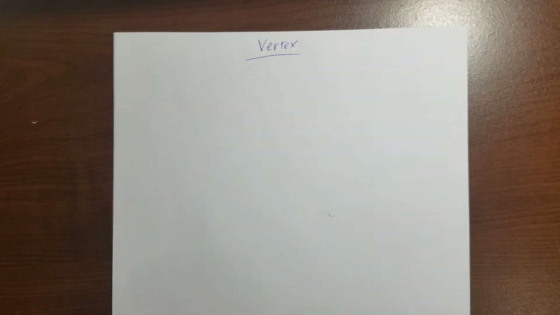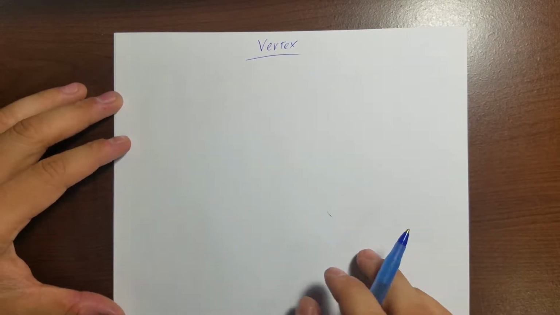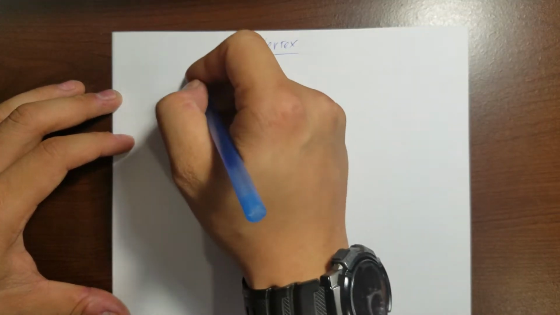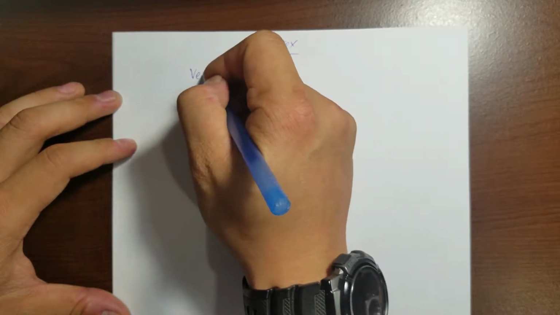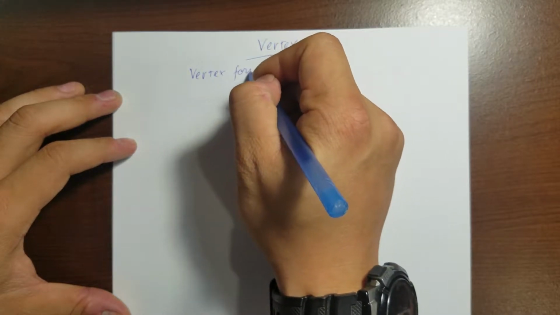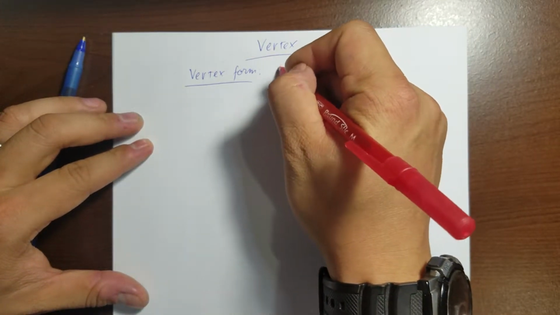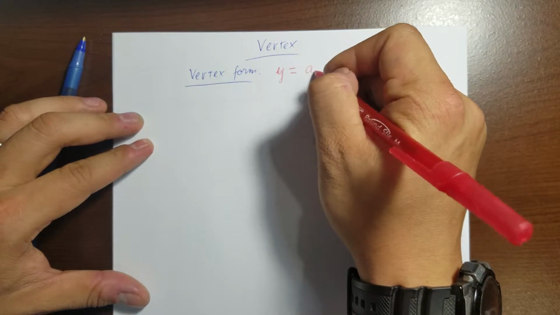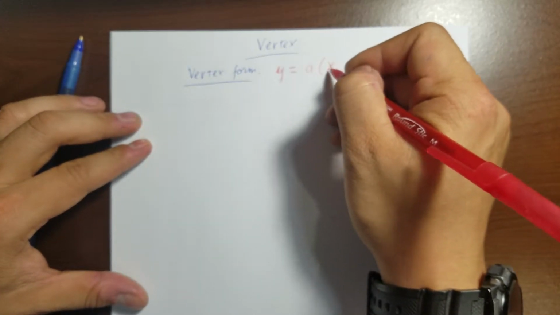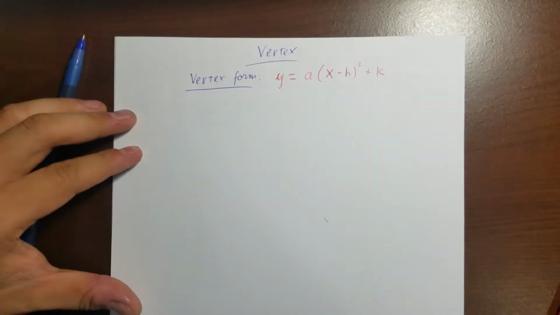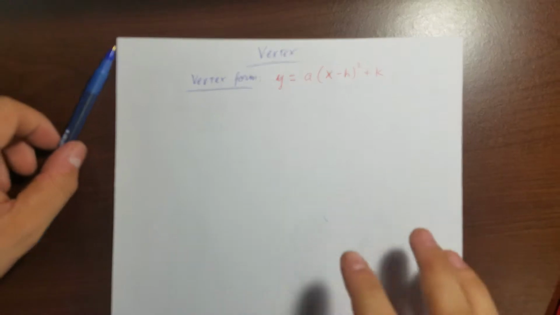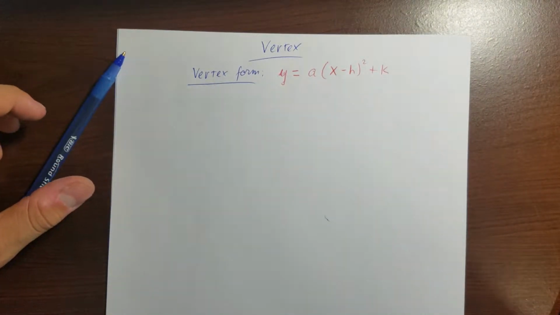From the beginning of this week, we went over the definition of vertex, parabolas, formula, etc. So if you don't remember, your vertex form will always look like this one right here, which is y equal to a(x minus h) squared plus k.